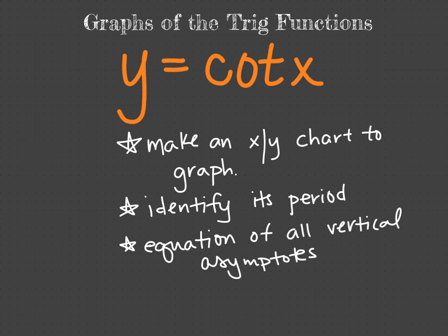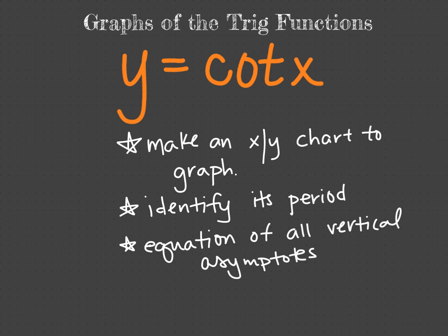The last trig function is left up to you, the student. So based on everything we've learned so far in this video, for y equals the cotangent of x, make an xy chart like we've done in order to get a general idea of what the graph will look like, then identify the period of the cotangent, then finally write the equation of all the vertical asymptotes. Remember that is going to be involving the value k, where k is an integer. Go ahead and pause the video and try all of this, and then once you're ready, hit play to see how you did.